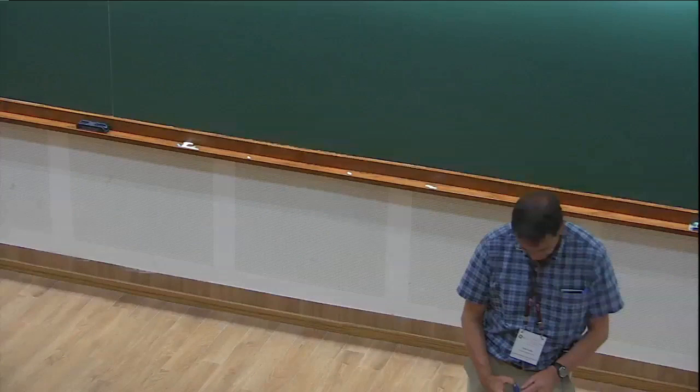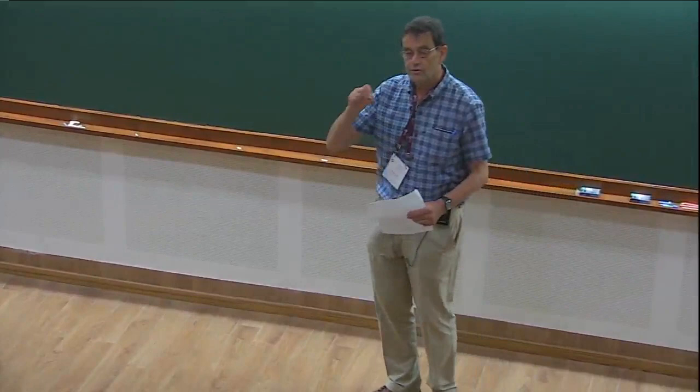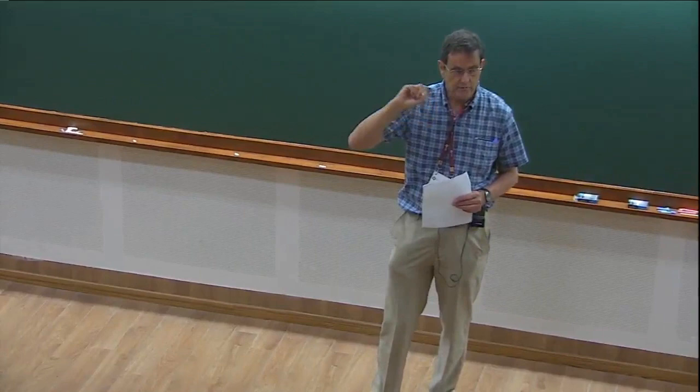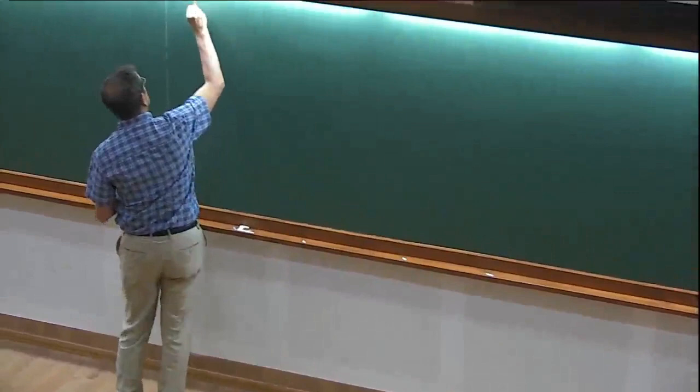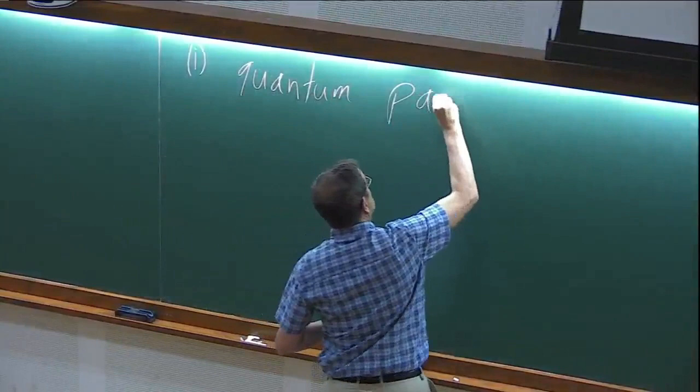So, how then is the quantum world different from the classical world? From the point of view of this series of lectures, I would say in two ways, each of which gives rise to a different paradigm for quantum computing. So the first way in which the quantum world is different from the classical world is what we'll call quantum parallelism.